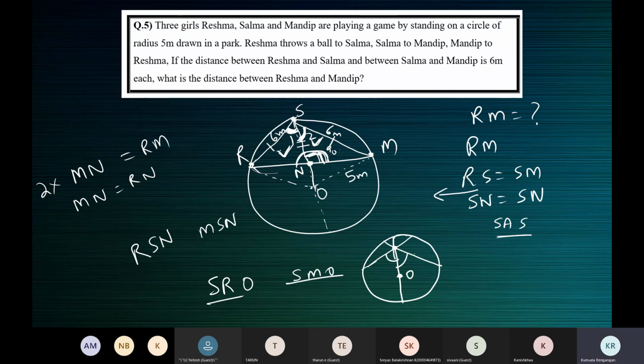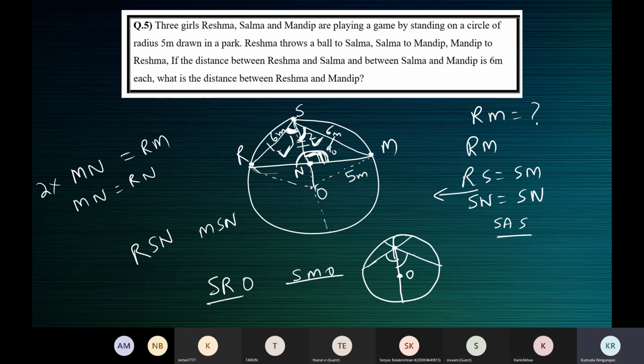Who wants to try this? Tarun, Ishwaran. Who wants to try this? Nobody. You must. Ma'am, can I? Yes, who's that? Kanishka. Yes, Kanishka. Please go ahead.